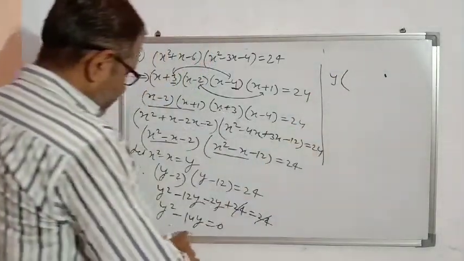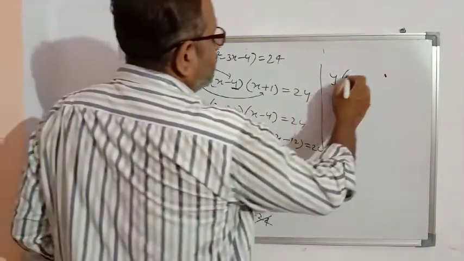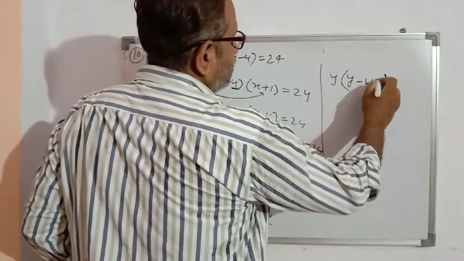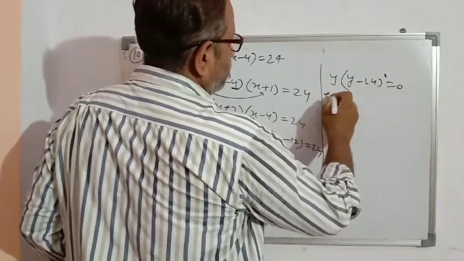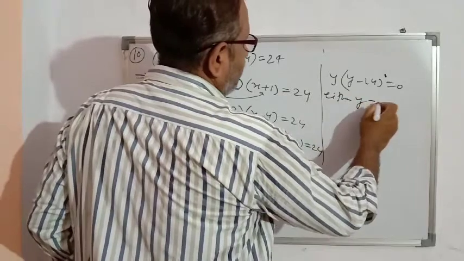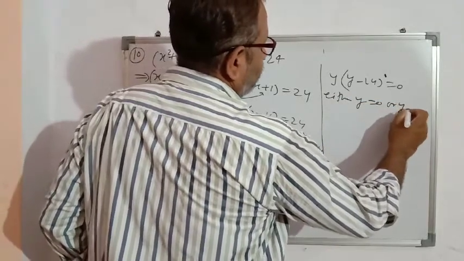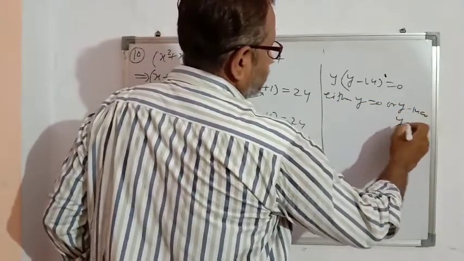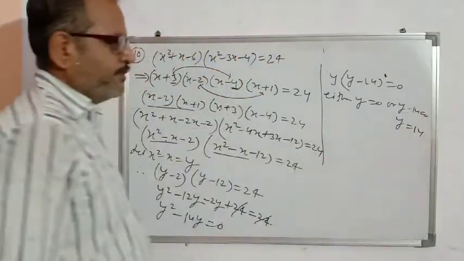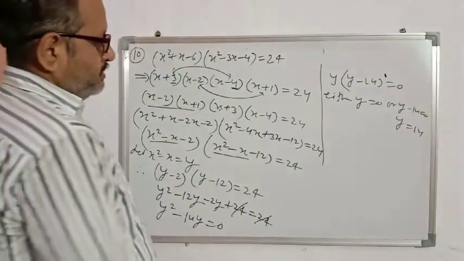Take y common. We will get y(y − 14) = 0. So either y = 0 or y − 14 = 0, so we will get y = 14.